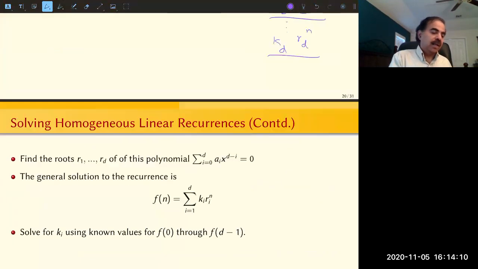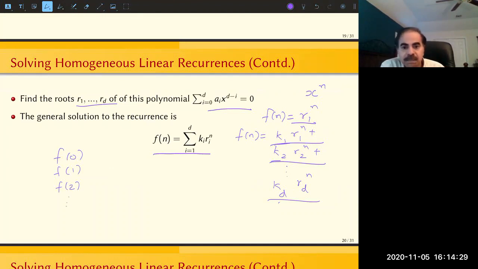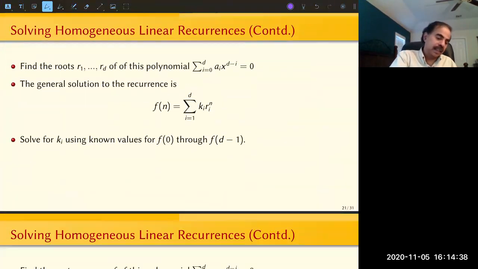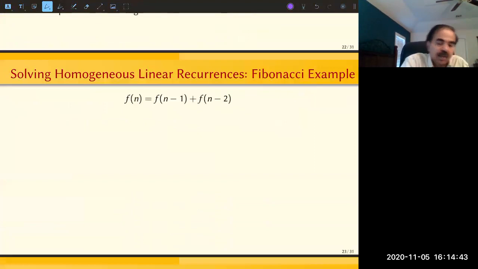And finally, what you need to do is find these constants k1 through kd. This can be solved because you are not only given the recurrence, but you're also told f of 0, f of 1, f of 2, and so on. So you have any number of base cases that you can use to find the values of k1 through kd. So let us use that to solve this problem.